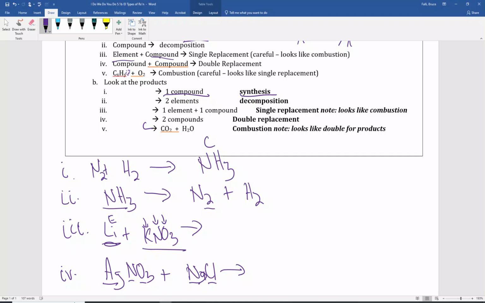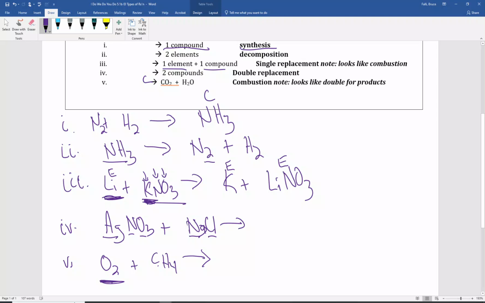This one, number 3, single replacement, I'm going to have them switcheroo. So K and Li are going to change places. I'm going to have K plus LiNO3. And I'm going to get an element, K, and a compound, LiNO3.